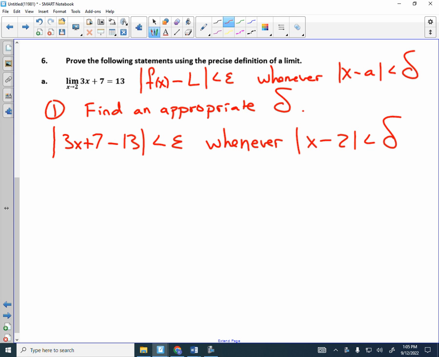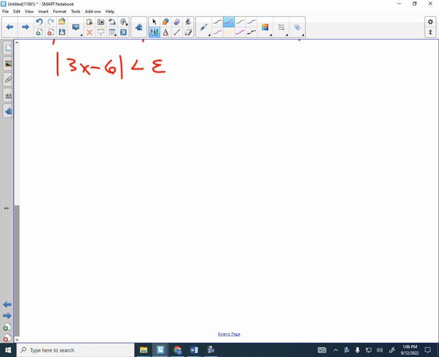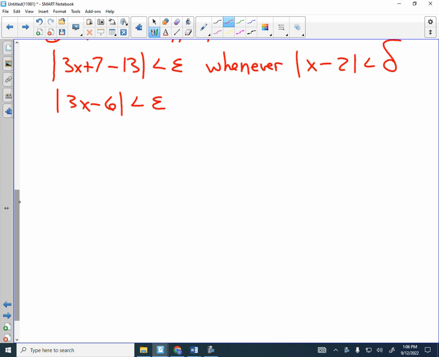Anybody lost yet? We're all okay, right? Watch how cool this is. Okay, this is, to me, this really gets pretty cool right here. Okay, watch this. We actually want to make this left thing look like the right thing. It actually works out really well. Folks, if I want to simplify this a little bit, what's 3x plus 7 minus 13? Everybody okay with that? What could you factor out of 3x minus 6?